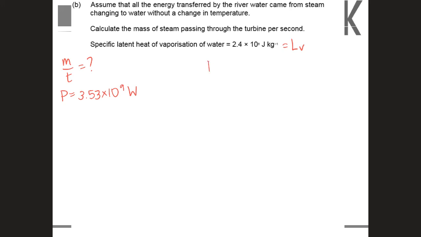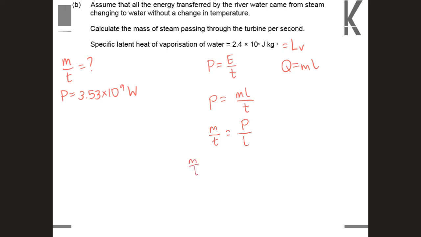And we're going to use our definition for power, energy per unit time. But this time the energy isn't due to a change in temperature, the energy is due to a state change. And our equation for energy due to state change is Q equals mL. So we're going to plug that into our equation instead, and we get P equals mL over t. Remember, it's this m over t that we want, so we're going to rearrange for m over t, which gives us P over L. And then we can just substitute our numbers in.